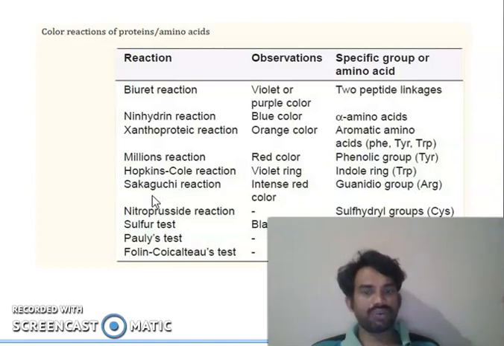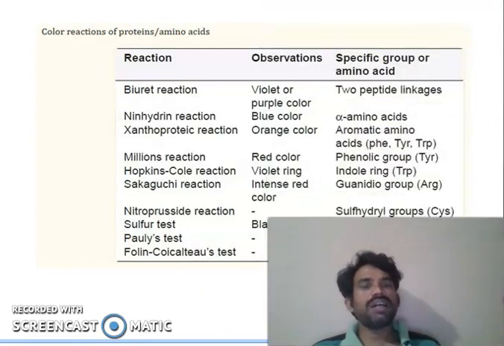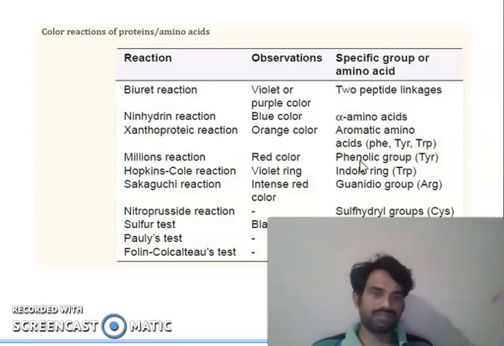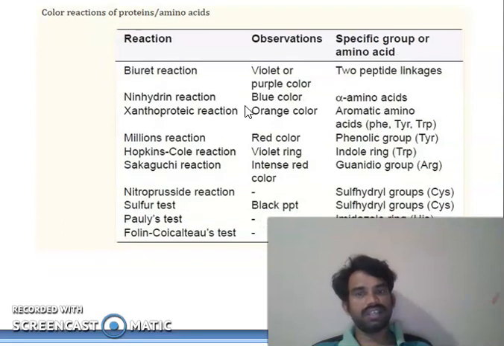And I can see the Sakaguchi reaction, intense red color, where these groups are present, the nitroprusside reaction, and the sulfur test, the Fohl's test. These are some of the color reactions for protein identification. What amino acids are present? Peptide linkage, how many amino acids are present, and what type of amino acids are present in our mixture, you can find out through the color reactions of protein and amino acids.